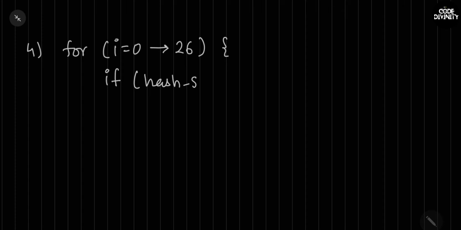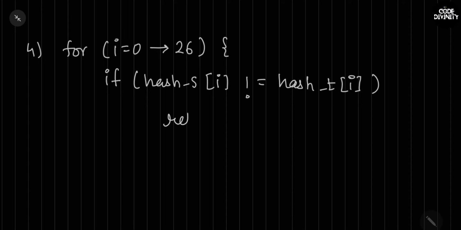And finally, we will run a for loop from i equals 0 to 26, and in this for loop we will check whether the hash maps s and t are equal or not. If at any point there is inequality between these hash maps, we will return false, because the inequality indicates that the strings are not anagrams of each other.